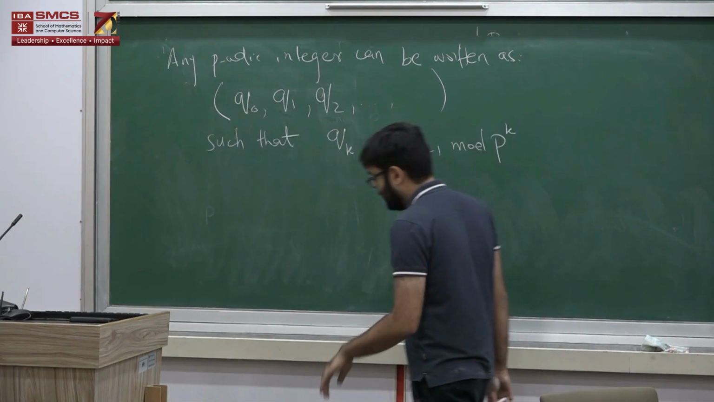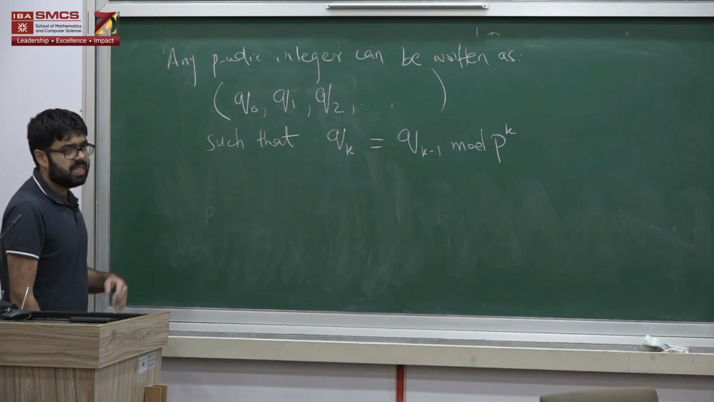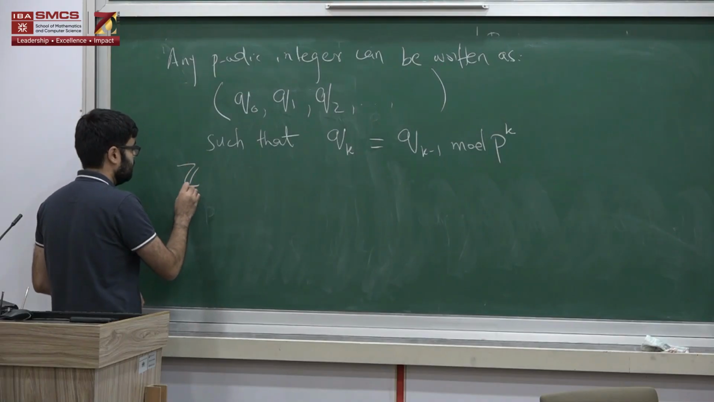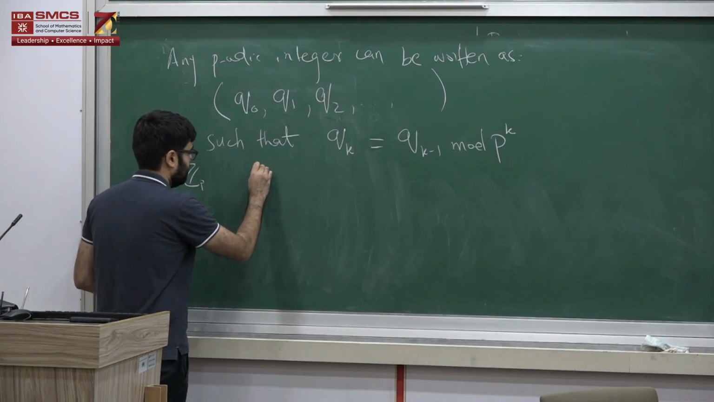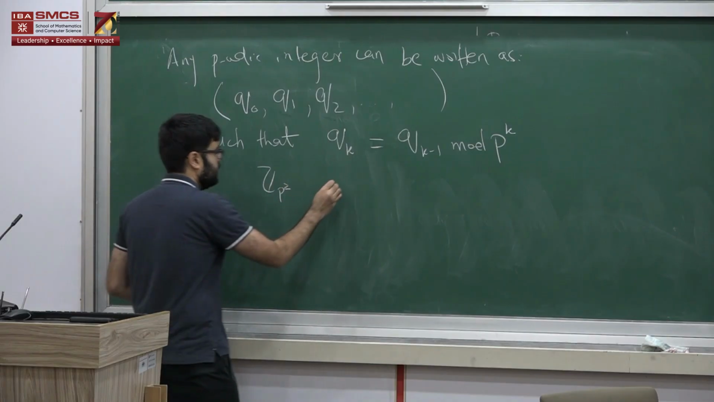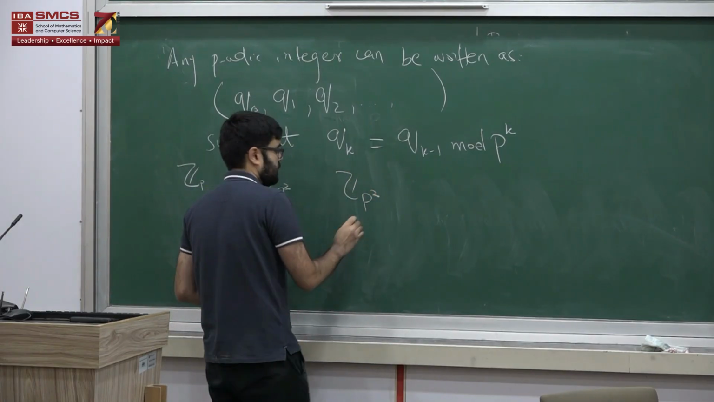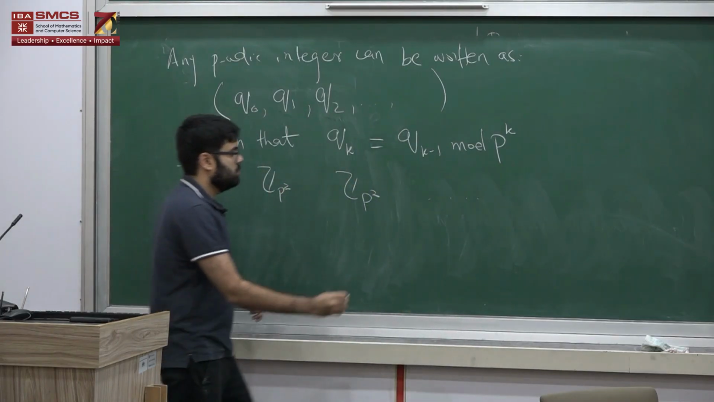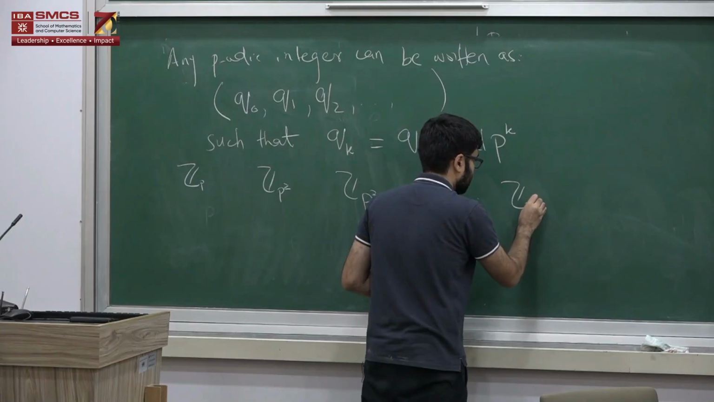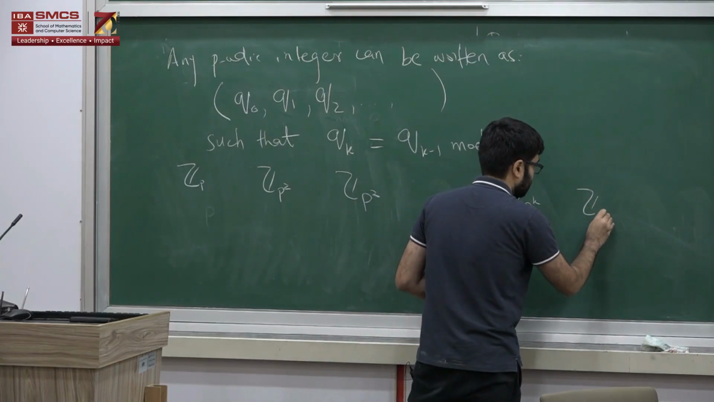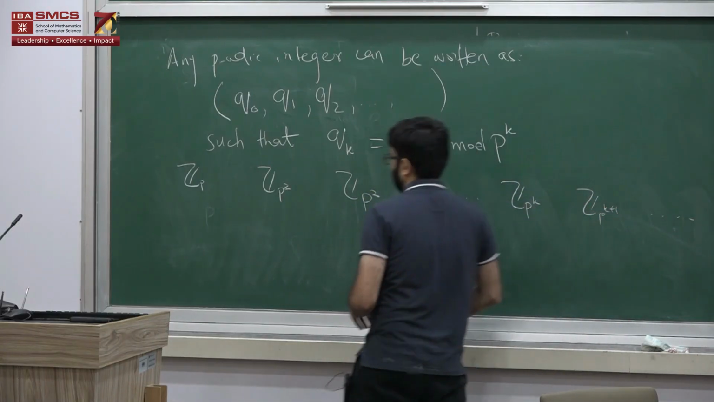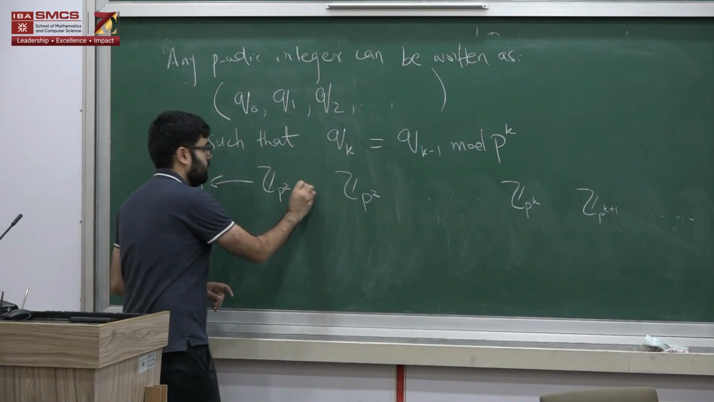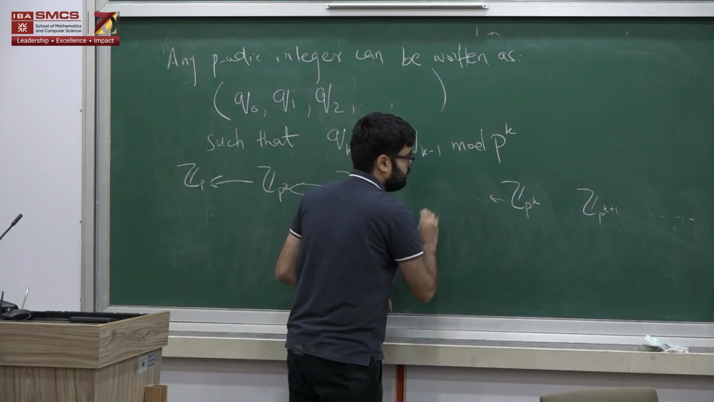And so what I have is a sequence of finite groups. This sequence is Z mod p, then Z mod p squared, Z mod p cubed, and so on. And what I have is, let me say, Z mod p^k and Z mod p^(k+1). So always I have this map. Similarly, there is a map here.